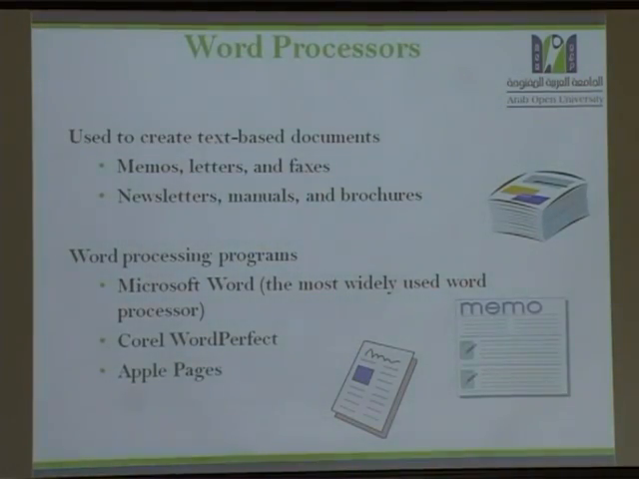So we have a word processor. A word processor is mainly used for text editing. It is a text-based document. You may make a memo, letters, magazines, newspapers. You may send a fax, you may make a manual, brochures, your assignments, your documents, your research paper. All of these are different types of documents that can be worked with in Word. Famous word processing programs are Microsoft Word, which is the most widely used nowadays, Corel WordPerfect, and Apple Pages if you work with Apple products.